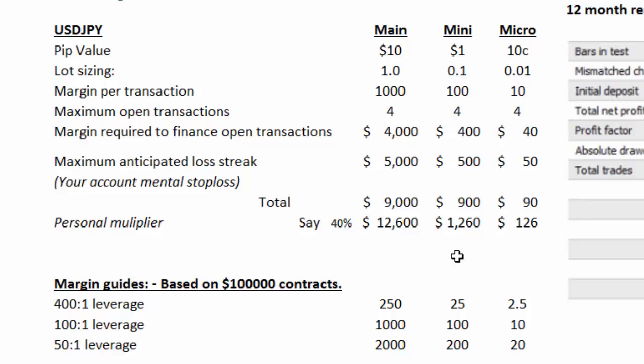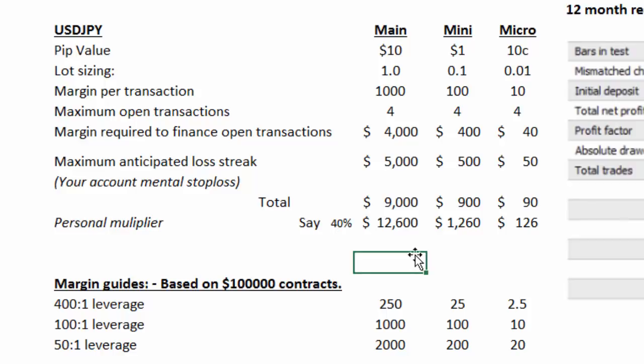So here's the last adjustment you need to do. You need to decide how realistic that $900 is. Is the estimate of your losing streak reasonable? Could it be double as big? Or could it be too pessimistic? So there is a percentage you need to apply to these calculations to give yourself an idea of what kind of account size would be safe. I call that percentage the personal multiplier percentage. And in this case, we've taken 40%.